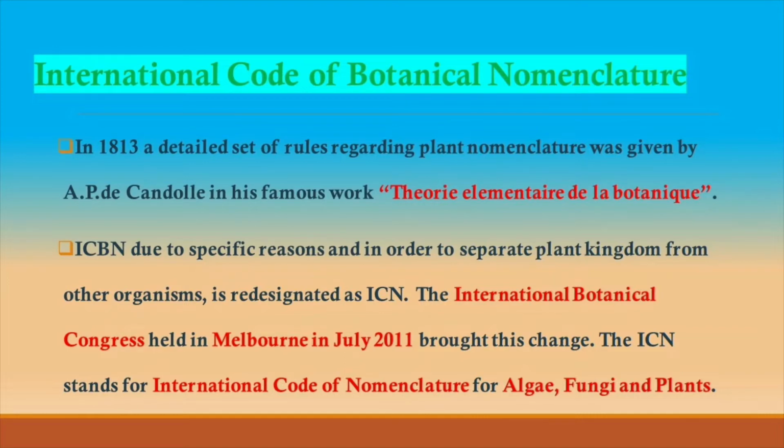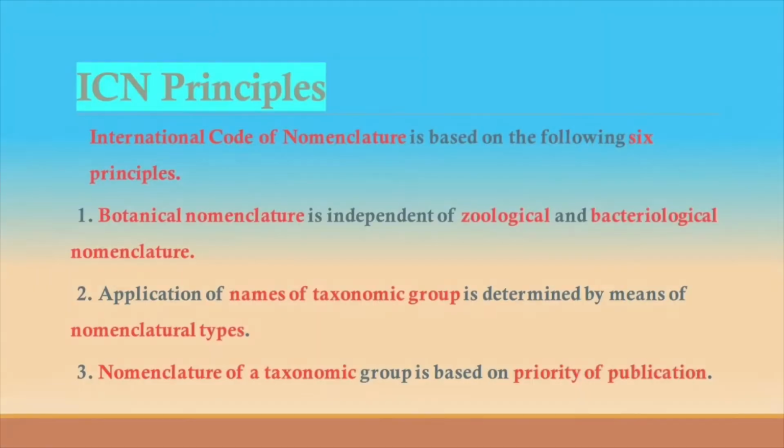ICBN, due to specific reasons and in order to separate the plant kingdom from other organisms, was redesigned as ICN. The International Botanical Congress held in Melbourne in July 2011 brought this change. The ICN stands for International Code of Nomenclature for Algae, Fungi, and Plants.